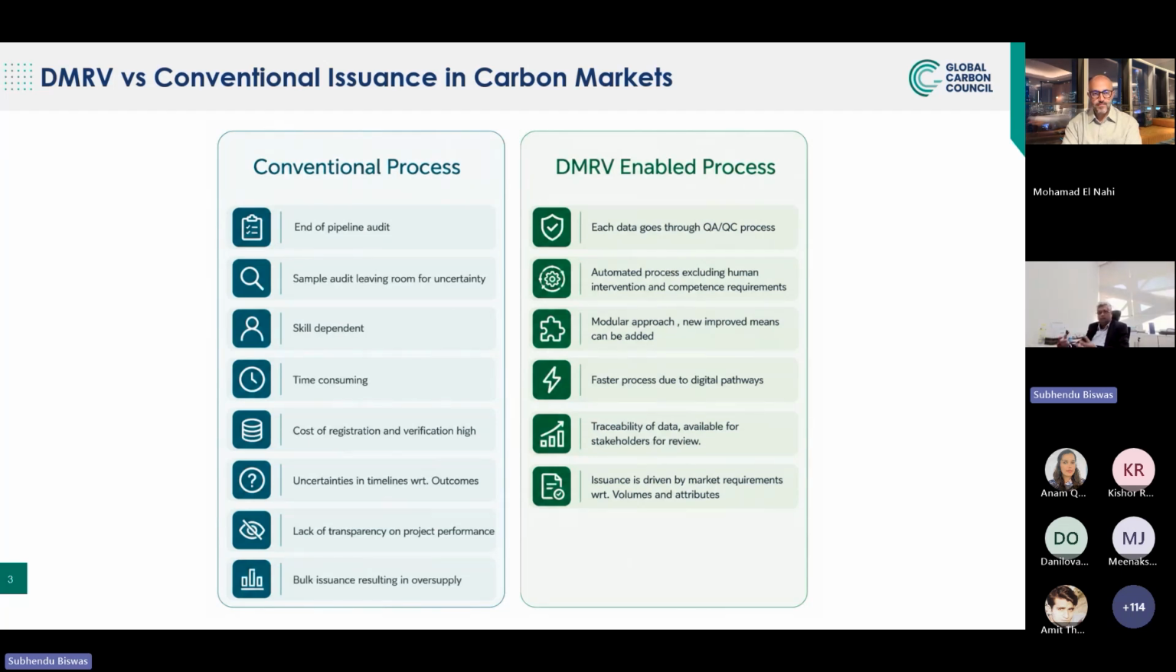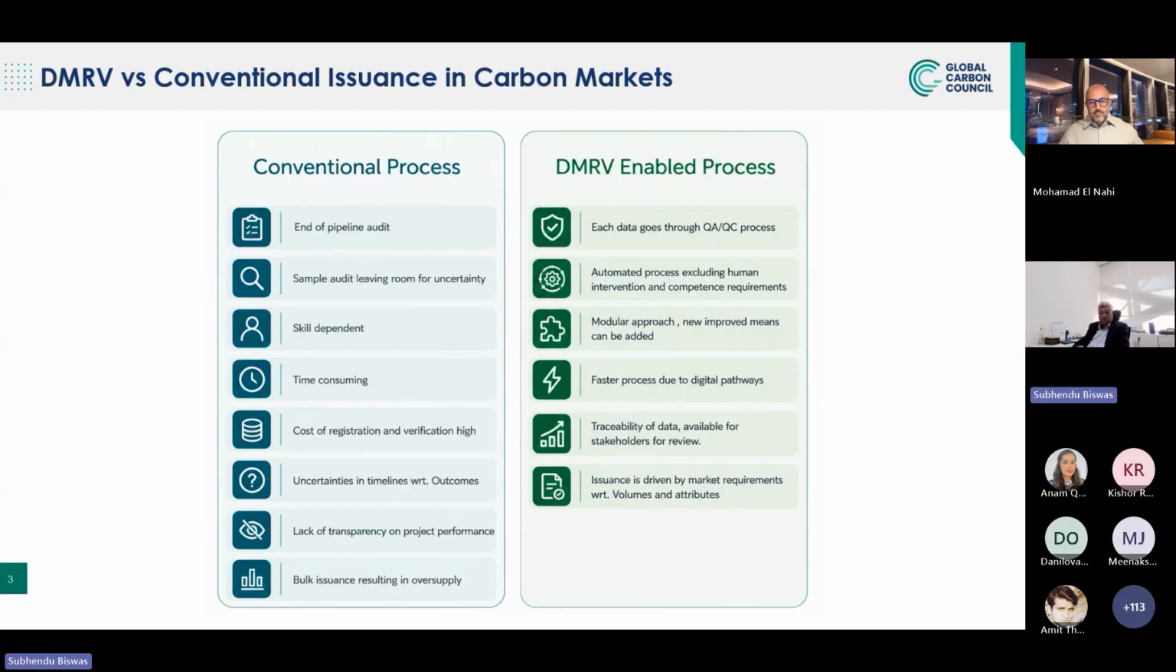You take some samples and bits and pieces, so there's always room for uncertainty. It's dependent on the skill. It also depends on the verifier's skill, how much insight he wants to have, whether he's well adapted on data and all. It is time consuming. It takes quite a bit of time to go through this whole process.